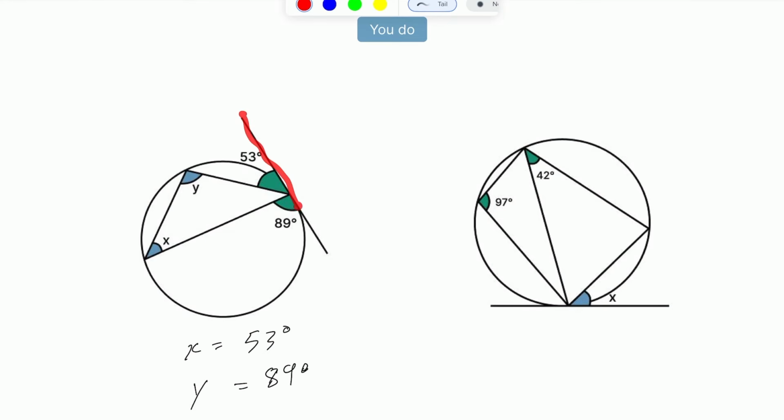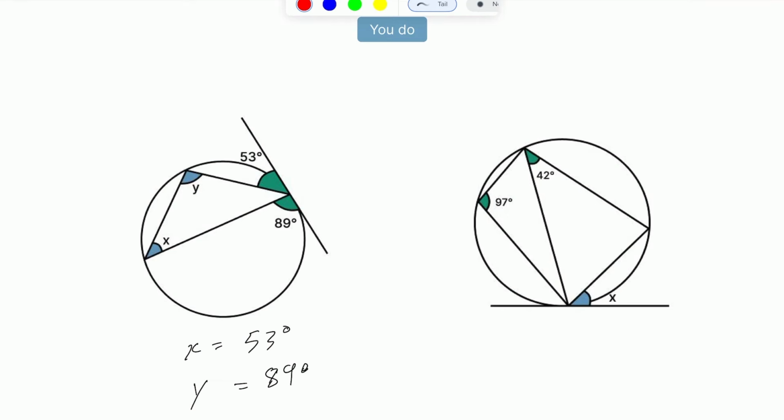Now, it might have been a little bit hard to spot for y, but you should always start by looking at the tangent. Then if you look at the angle 89, what chord does the angle 89 touch? It's that chord there. What angle at the circumference does this chord form? It's that one there. And again, if you look at 53, what chord does that touch? It's that one there. What angle does that chord create? It's that one there. So it's going to be x for that.